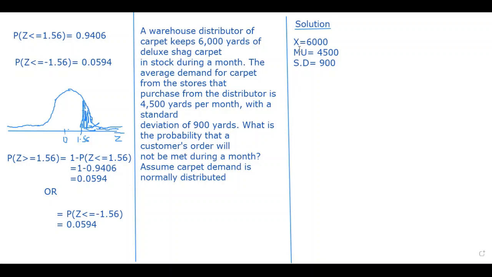So we've been able to pinpoint this. Then we know what to do next. We know what to do, like standardize, right? So Z is equal to what? X minus mu, all over the standard deviation or sigma. So let me write SD, standard deviation. So the Z, X is what? 6,000 from the question, minus what? Mu, 4,500.